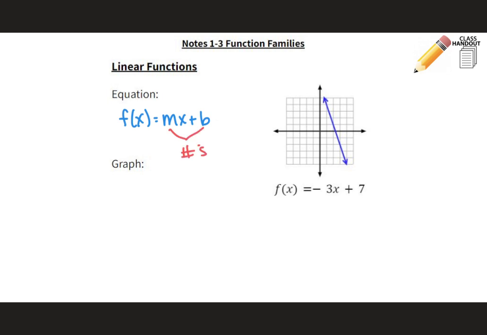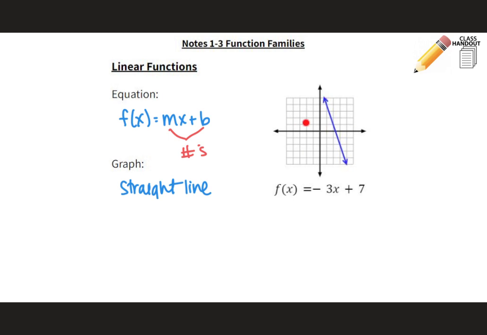So if we look at the equation here, we see f of x equals negative 3x plus 7. I know that that is a linear function because I have an x with a number in front of it and something being added or subtracted. In terms of the graph, a linear function is just a straight line. So that graph can be slanted in some way like it is here.